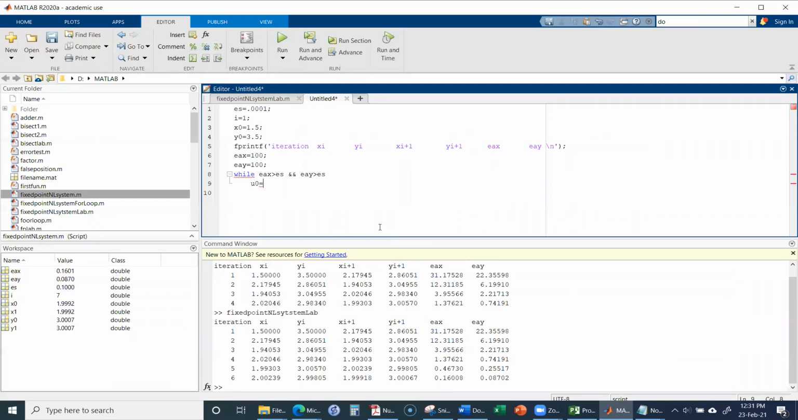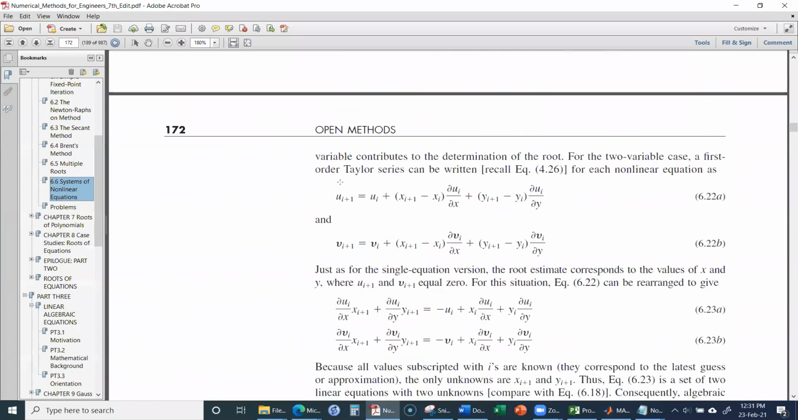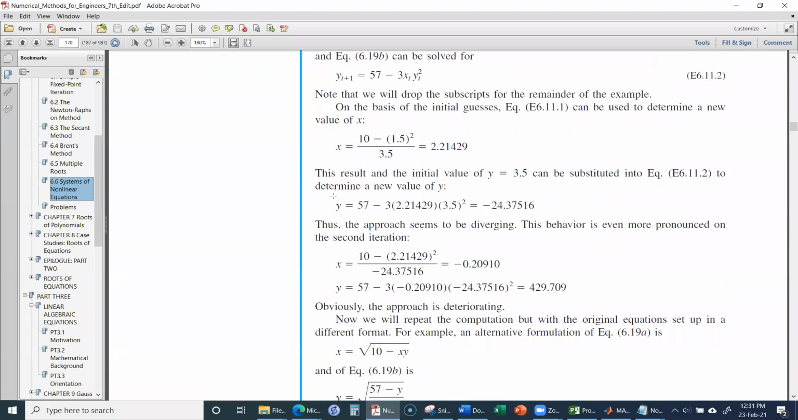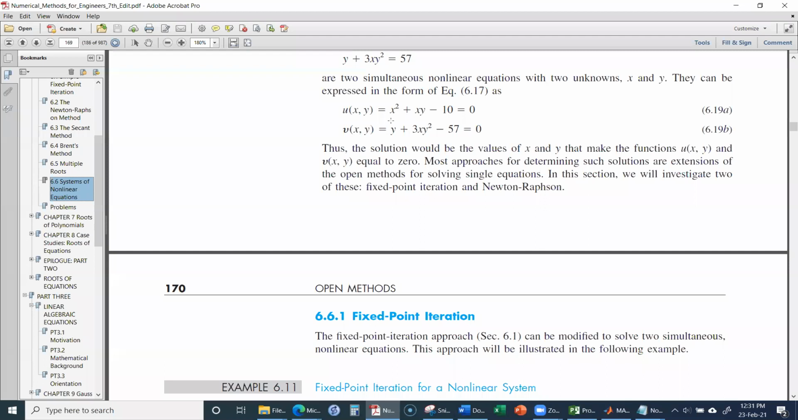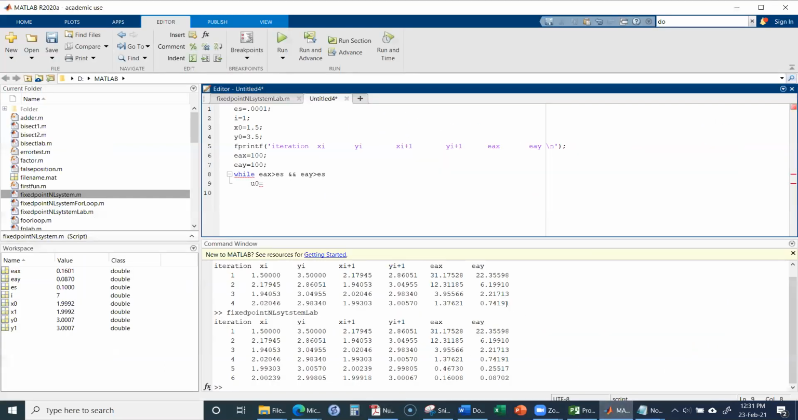So u naught is equal to this equation. u naught is equal to x square plus xy minus 10. So u naught is equal to x square, where x is actually x naught because our initial value is x naught, plus x naught multiplied by y naught. Remember to put this asterisk sign for multiplication, and minus 10. So x naught square plus x naught into y naught minus 10.